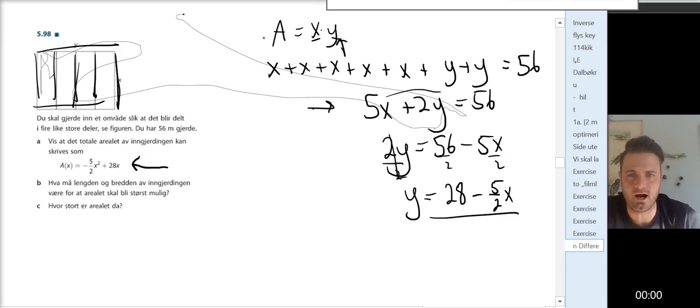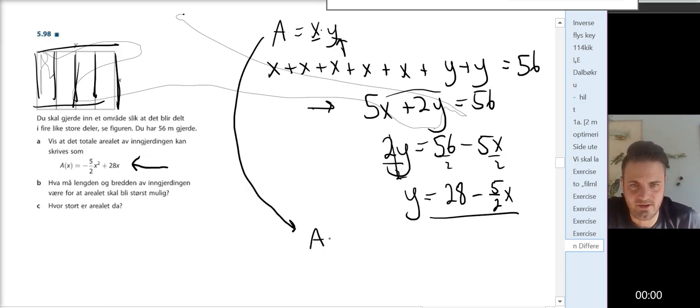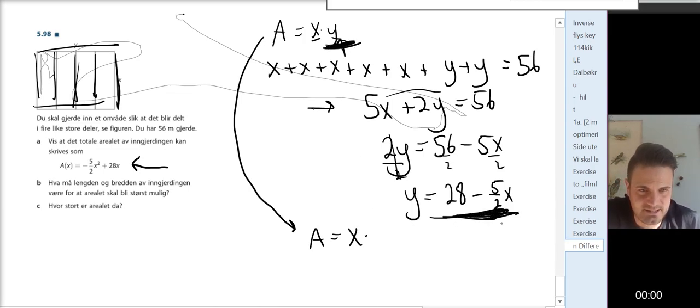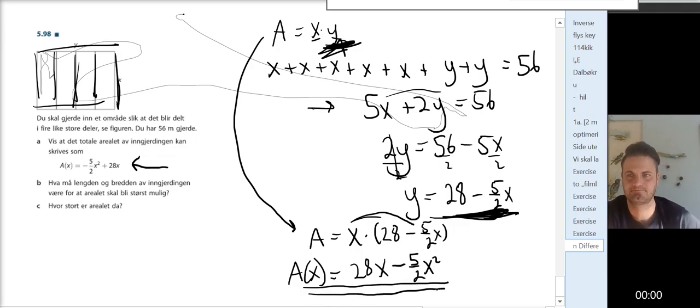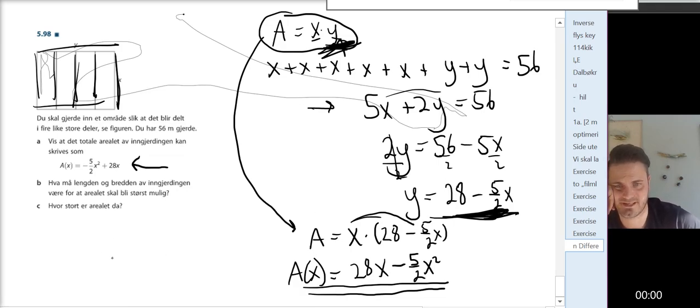and I get y equals 28 minus 5 over 2 times x. Now I can find the area expressed with x, because x times y, but y is exactly the same as this. So instead of multiplying with y, I can multiply with 28 minus 5 over 2 x. If I multiply, I get 28x, and then plus times minus is minus 5 over 2 x squared. This is the area as a function of x. So then we have done exercise A. Start with the formula of what we're finding, a rectangle, and do a few tricks and you will get the answer.